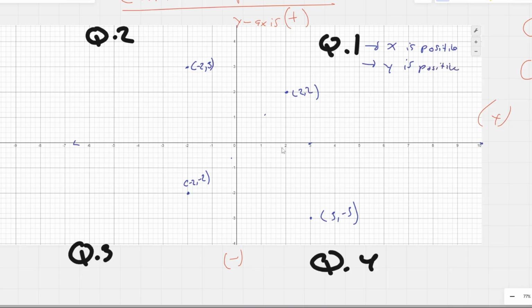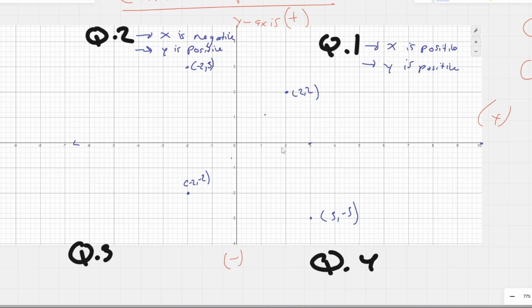Okay? In quadrant 2, it's a little different. You can look at our x-axis here, and it's always negative: -1, -2, -3, -4, -5, -6, and so on. But my y is actually positive. It's like 1, 2, 3, 4. So in quadrant 2, my x is negative, and my y is positive. Interesting, okay? Cool.